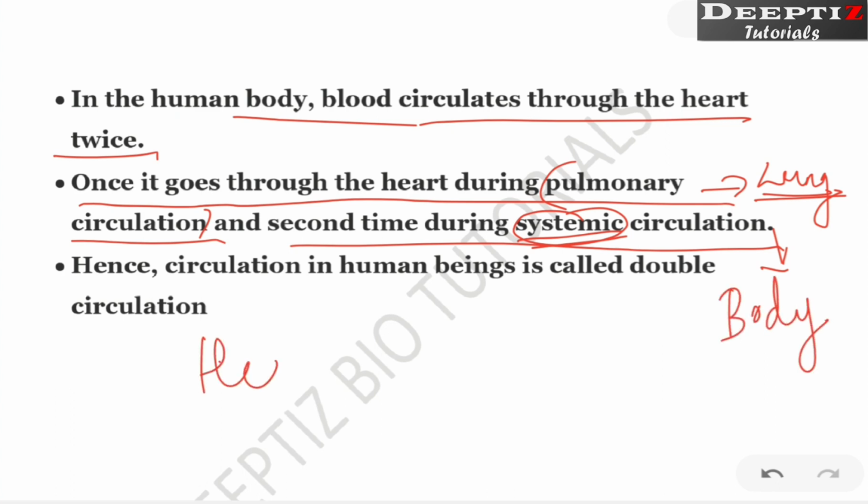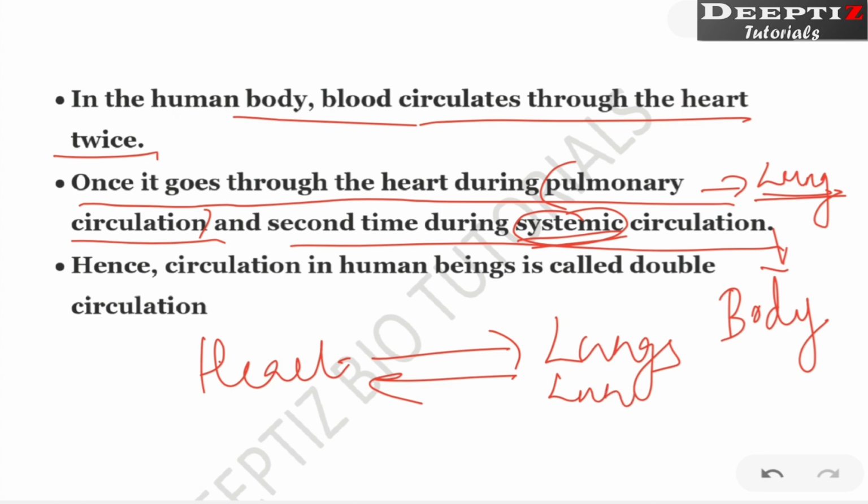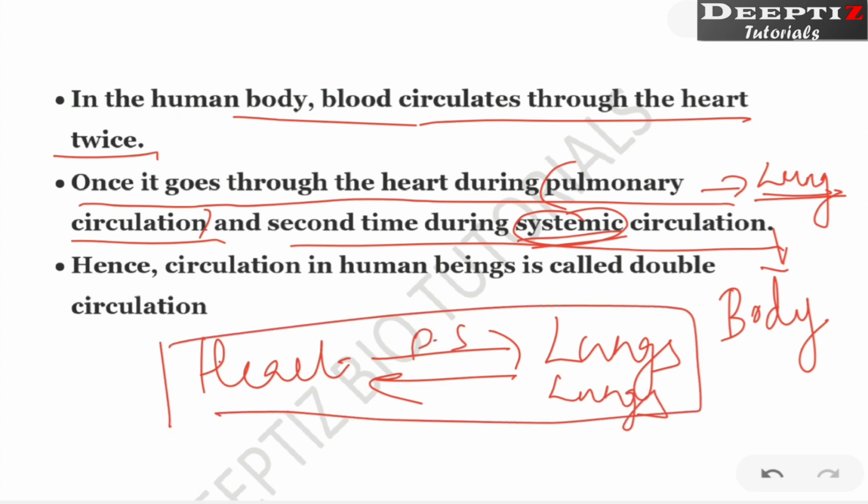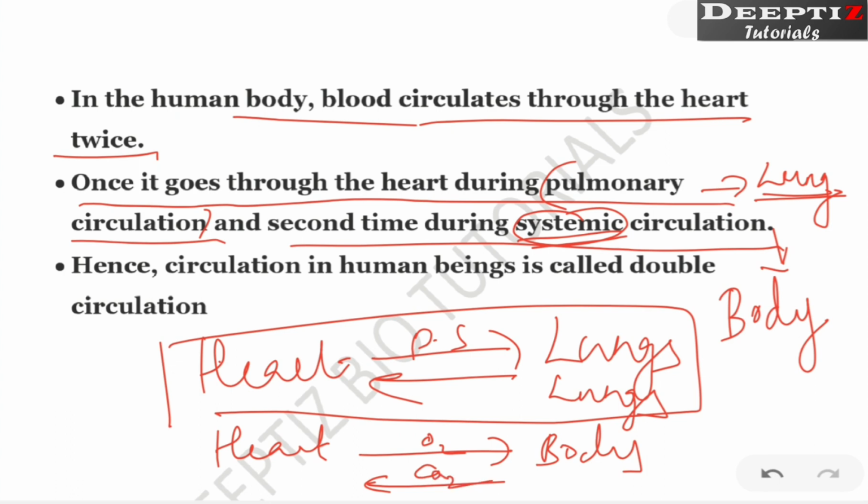If this is the heart, blood has to go to lungs and the blood after purification has to come back from the lungs. This much is the pulmonary circulation. So what about systemic circulation? From the heart, the pure blood goes to the body. After utilization, in its impure form it comes back to the heart with the help of vena cavas. So it is related to the body system, right? This is what we call systemic circulation.